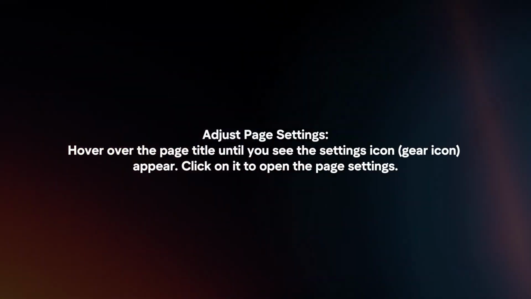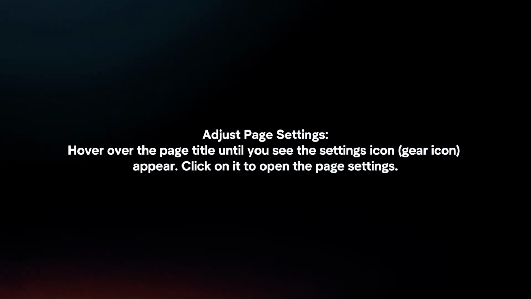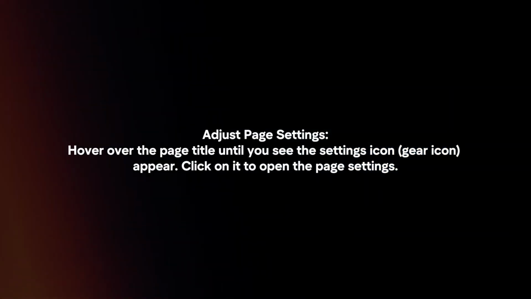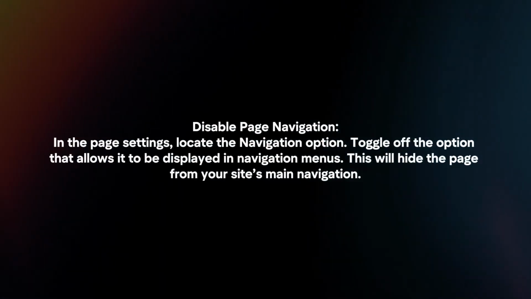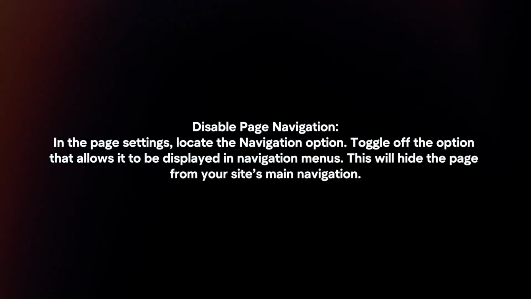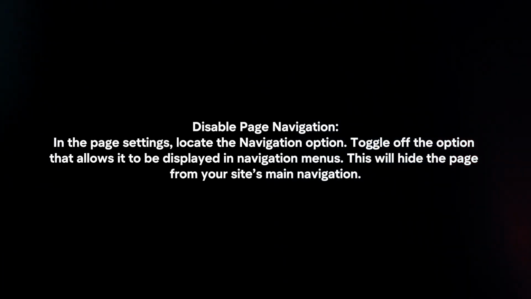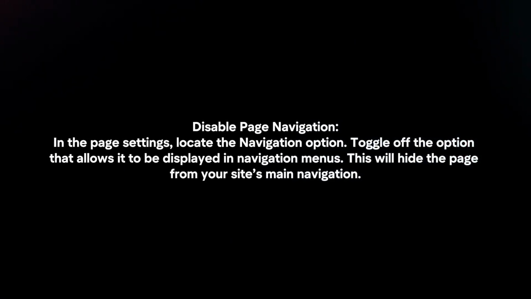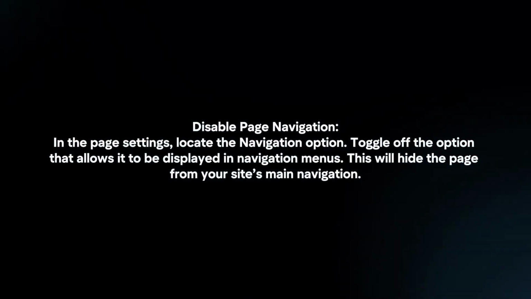Adjust page settings. Hover over the page title until you see the settings icon appear. Click on it to open the page settings. Disable page navigation. In the page settings, locate the navigation option. Toggle off the option that allows it to be displayed in navigation menus. This will hide the page from your site's main navigation.